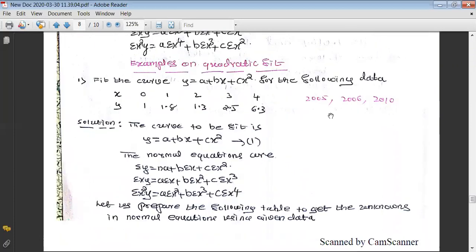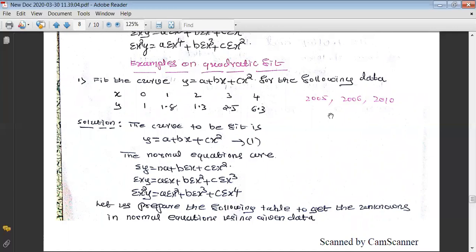Now let us deal with some examples on the quadratic fit. Let us take the first example. Fit the curve y equal to a plus bx plus cx square for the following data. And first let us write the equation of the curve to be fit. That is y equal to a plus bx plus cx square. Let us take it as 1.